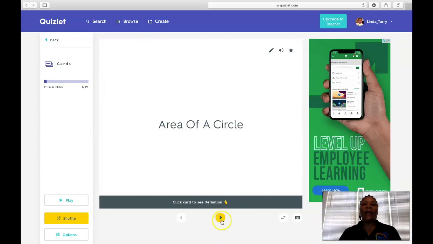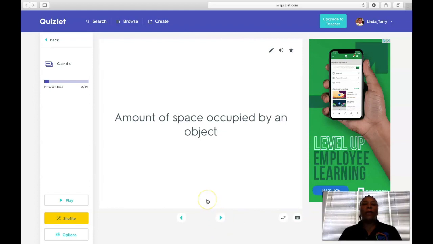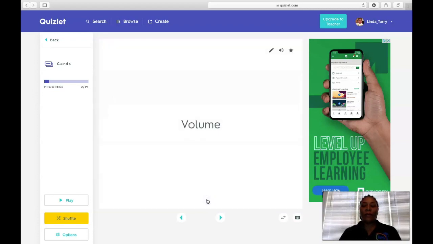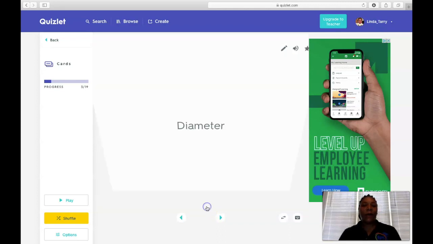Absolutely, the area of a circle. Great job. Our next one. The amount of space occupied by an object. What is the amount of space occupied by an object? Volume. Great. This is a line segment between 2 points of the circle or sphere which passes through the center. Awesome job. The diameter.